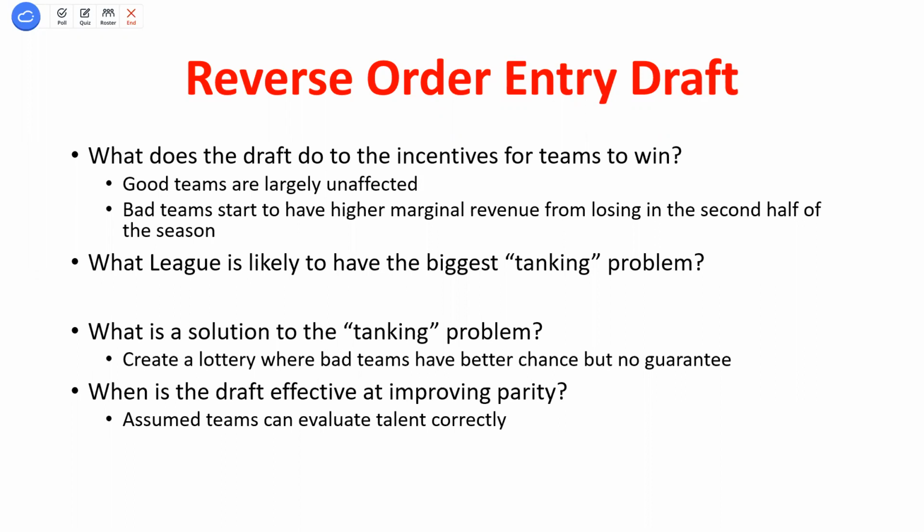If teams are not good at doing this, if they're way off, then the draft is not going to matter. You take a player with that top pick and they end up never even starting a game for you. Well, then the reverse order draft didn't help us improve parity at all.